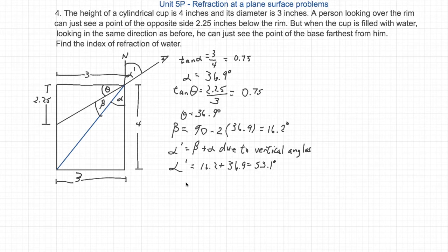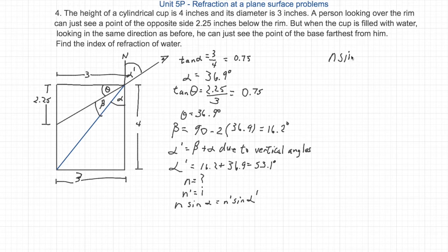So now we can plug into Snell's law. We're looking for n, the index of refraction of water. We know n prime, the index of air, is 1. So we'll be able to calculate our unknown variable n by plugging in what we do know.